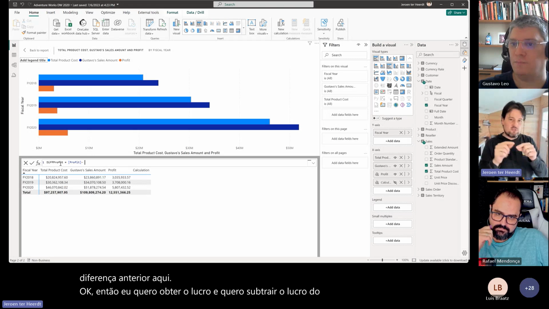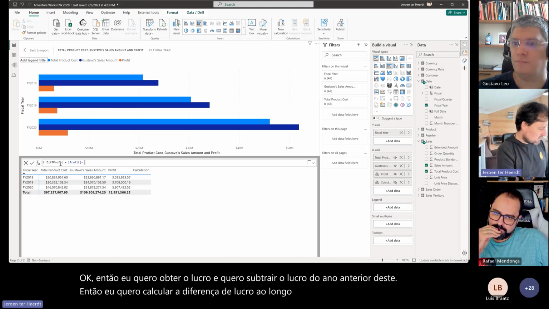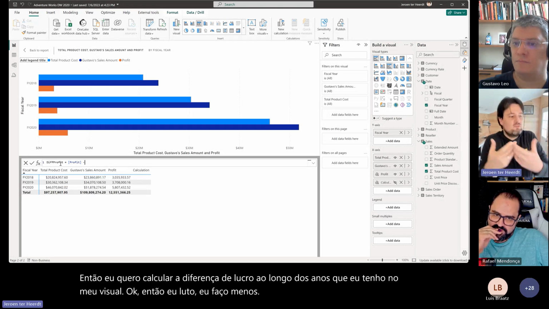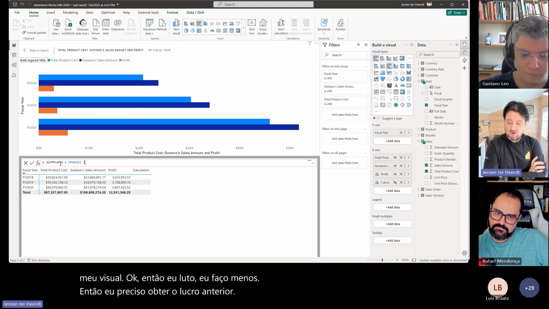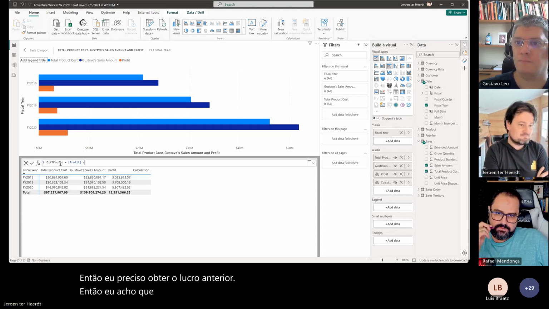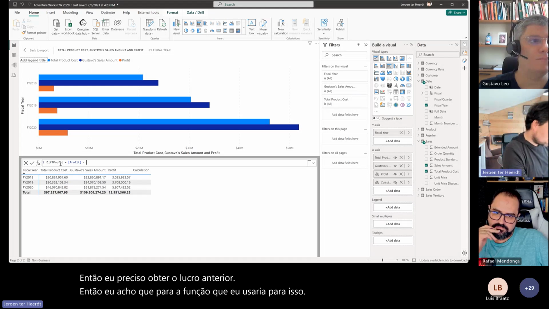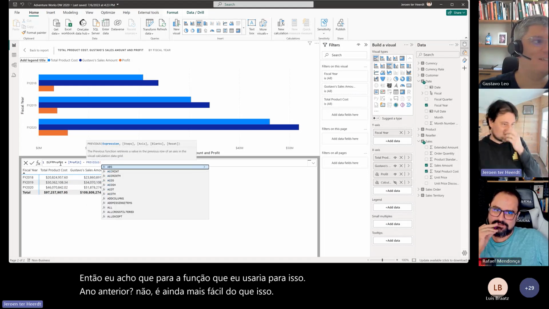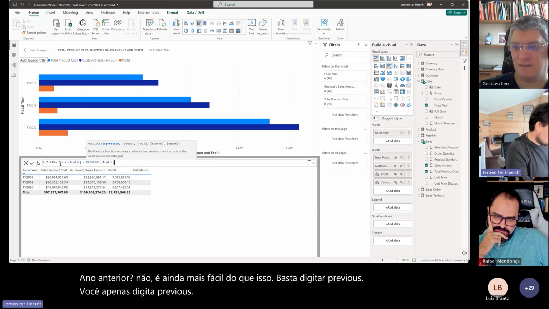So I want to calculate the difference in profit across the years that I have in my visual. Okay, so I take profit, I do minus, then I need to get the previous profit. So a guess to the function I would use for this? Previous year? Nah, it's even easier than that. You just type previous. So you do previous and you say profit.